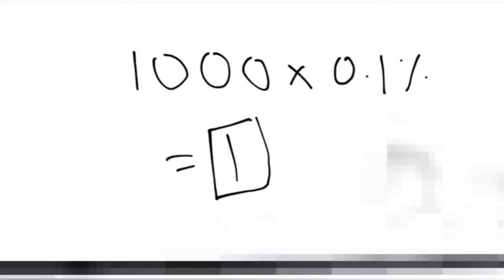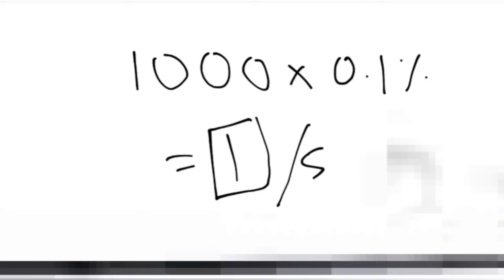Suppose that the sender is sending 1000 bits in 1 second. But the receiver's clock is 0.1% faster. So what's 0.1% of 1000? That's equal to 1. So it's receiving 1 bit extra per second. Okay, so it's receiving 1 extra bit per second.